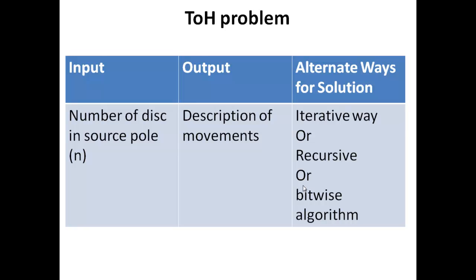So what is the input for the Tower of Hanoi problem? The number of disks in a source pole, that is n. The output will be the description of movements, and the solution for this particular problem can be either iterative or recursive, or it can be a bitwise algorithm.